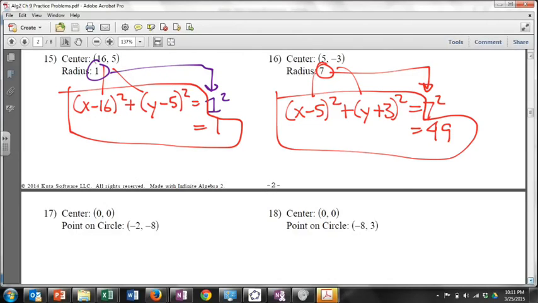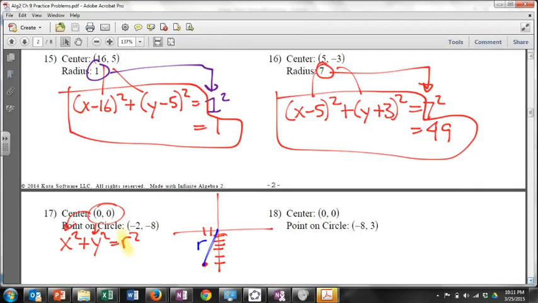Okay, next one. Circle is at 0, 0. We have a point, though, that's at negative 2, negative 8, all the way down here. So our center is here. We have an equation x squared plus y squared is equal to r squared, because it's centered at the origin. But we don't know what the value of r is. Unlike the problems above where the radius is given to us, the radius is not given to us here. We need to figure it out.